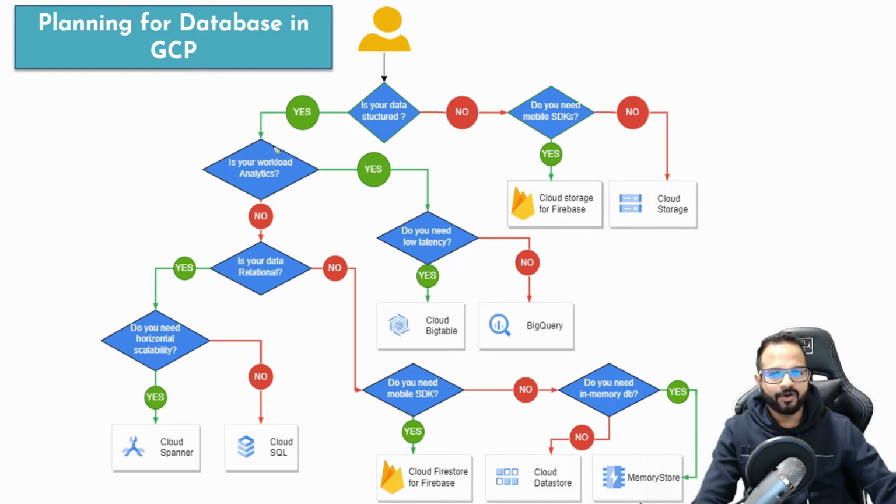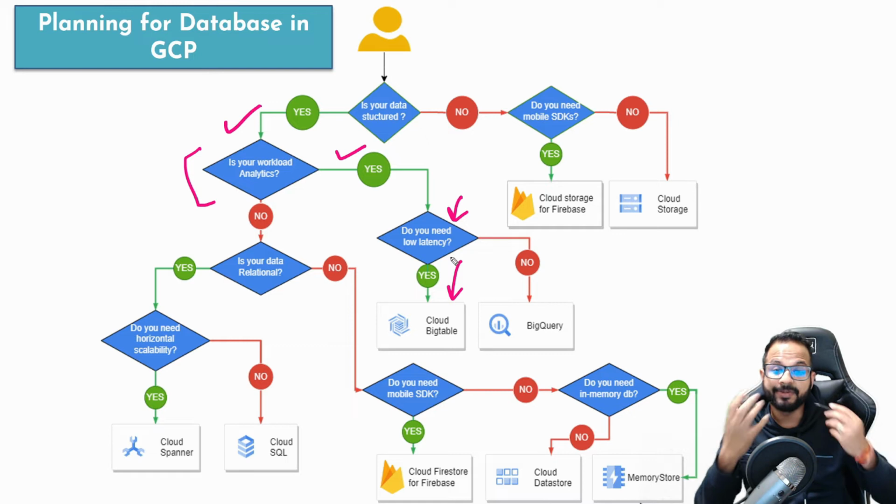All right. Now, let's say your data is structured. Now, you should be asking whether you need data analytics capabilities. If you need a low latency database, then Cloud Bigtable would be the suitable choice for you. Well, Cloud Bigtable is a NoSQL wide-column database optimized for heavy reads and writes. So if you need those capabilities, then please go ahead with Cloud Bigtable.